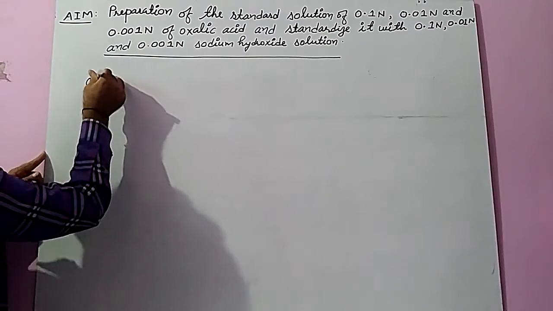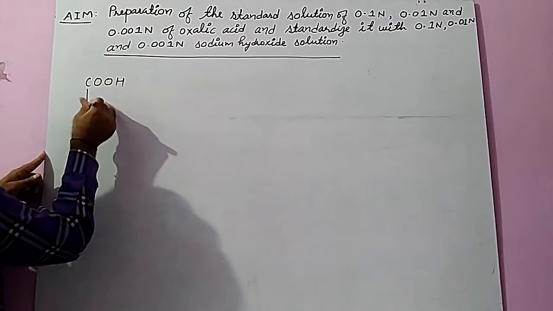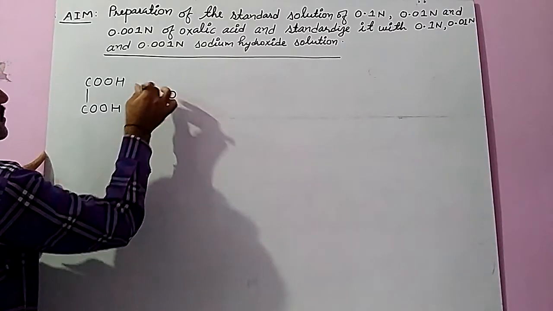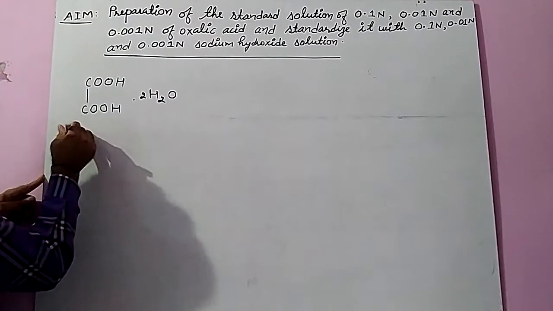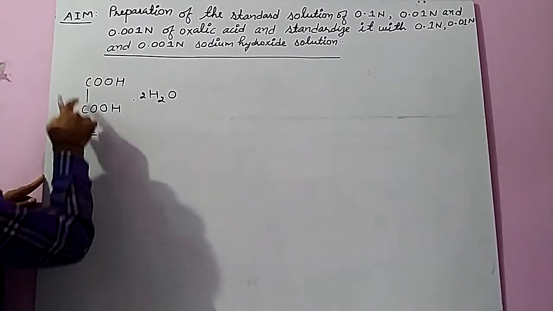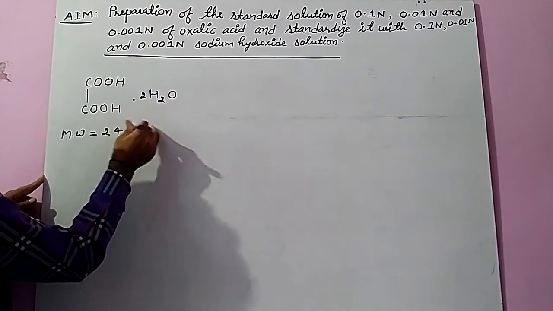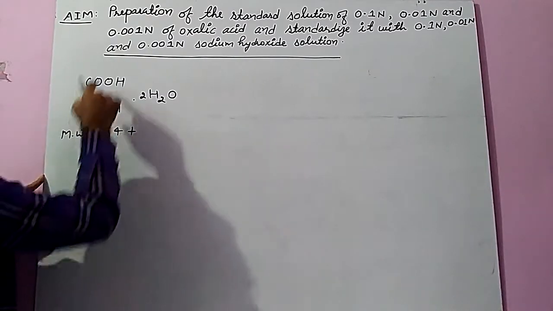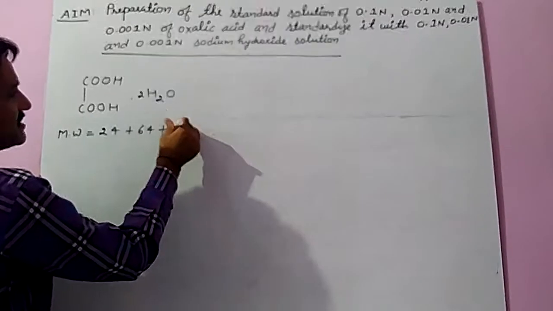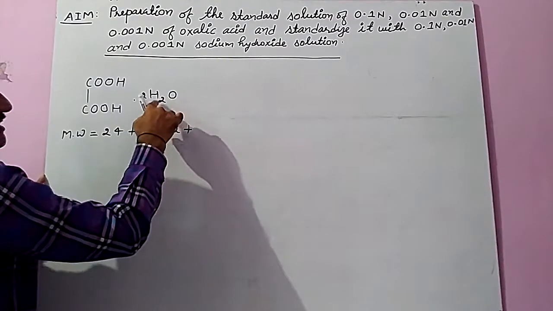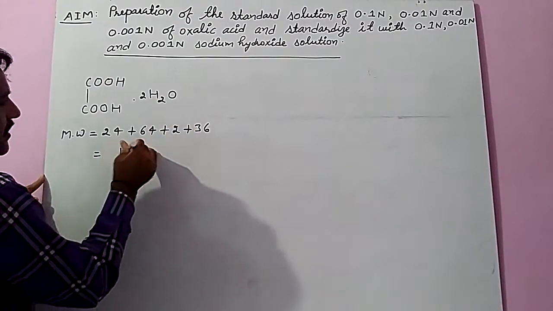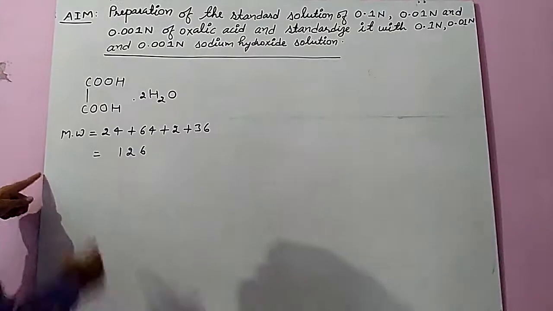So first, the formula of oxalic acid, in the formation of hydrate, with two water molecules. Check the molecular weight by molecular formula. Here 2 carbon, 1 carbon has 12, so 2 carbon is 24. 1 oxygen has 16, 4 oxygen, that is 64. 1 hydrogen 1, 2 hydrogen, that is 2. 1 water molecule 16 plus 2 is 18, and 2 water molecules is 36. It gets 126. So this is the molecular weight.